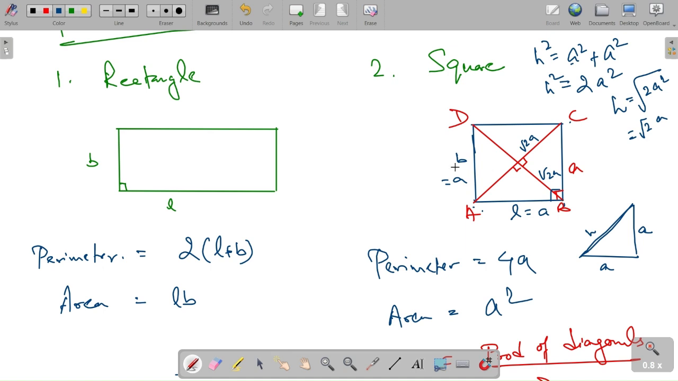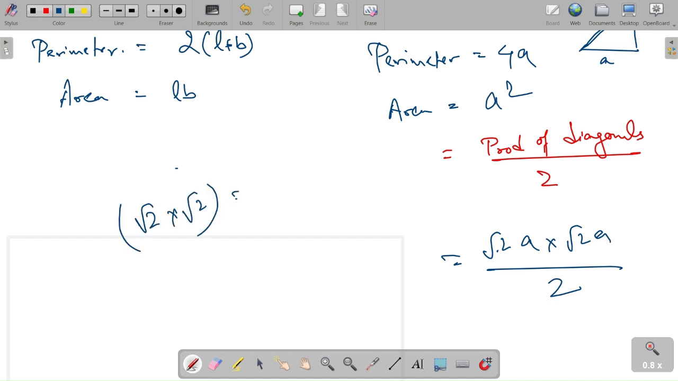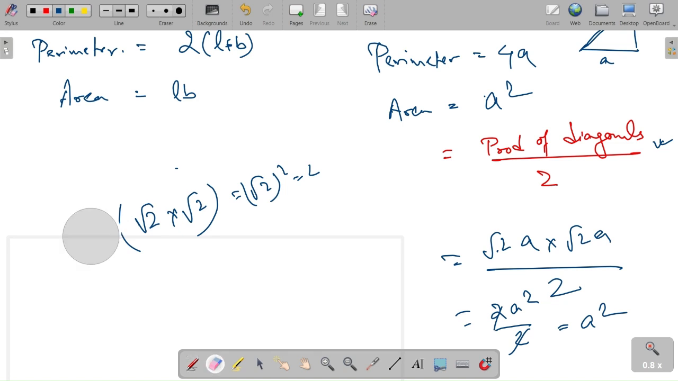So what is the product of the diagonals? Root 2 times a into root 2 times a by 2. This is the area. What is root 2 into root 2? Two. Root 2 square equals 2. So 2 into a square by 2 means a square. So therefore product of the diagonals by 2 is also a correct answer, because both are a square. Got it?